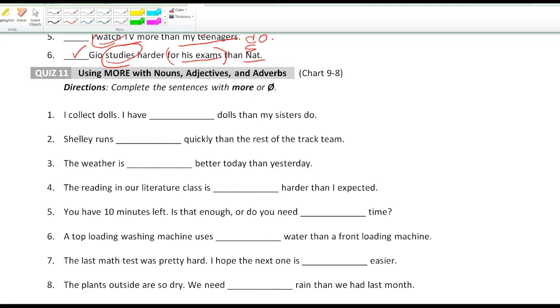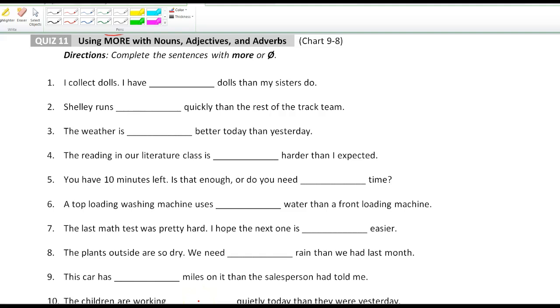Okay, this is recording number 4, and now we are using more with nouns, adjectives, and adverbs. Okay, and so let's take a look. You need to decide if you are going to use more or nothing for these. Okay. So when we have a noun, then you're just going to use more.